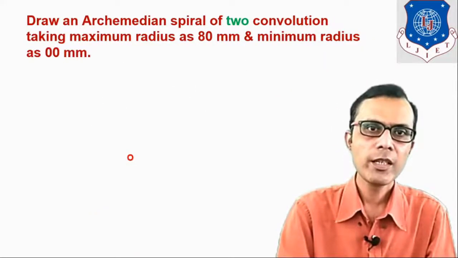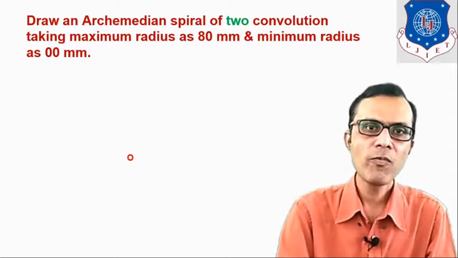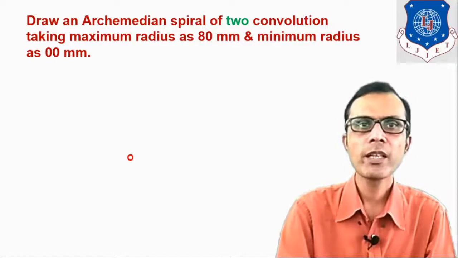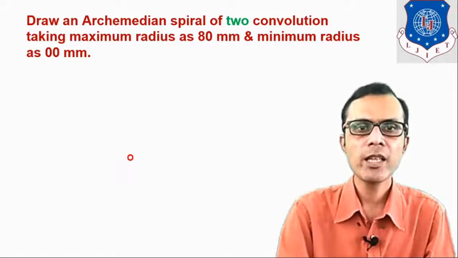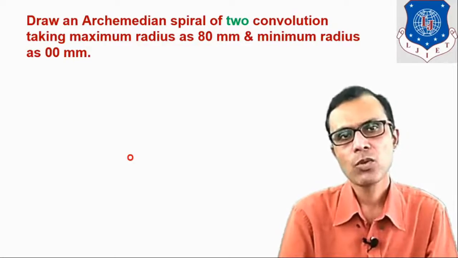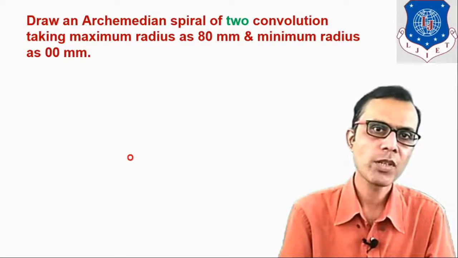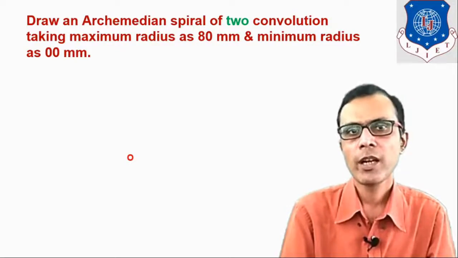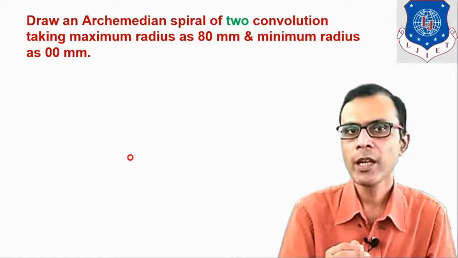Next is the next type, where the difference in data is that instead of one convolution, two convolutions are given. So let's see the given data. Draw an Archimedean spiral of two convolutions taking maximum radius as 80 mm and minimum radius as 0 mm. Here two convolutions are given. So when the link completes two rotations, after completion of these two rotations, the point will reach the center point, because the minimum radius is 0.